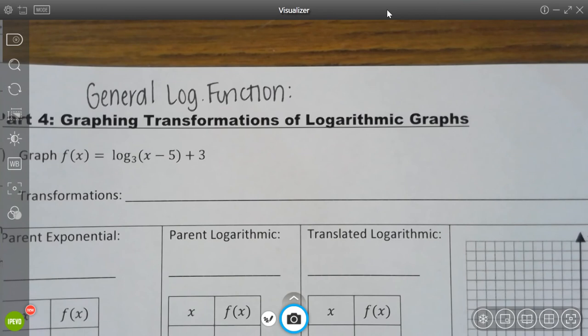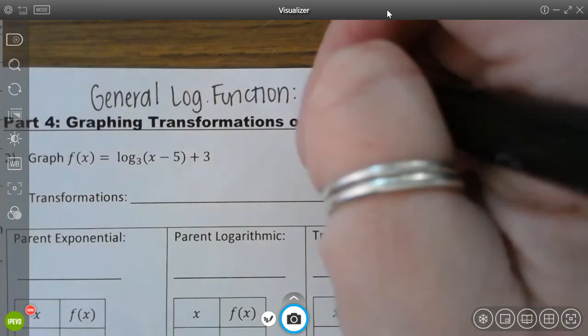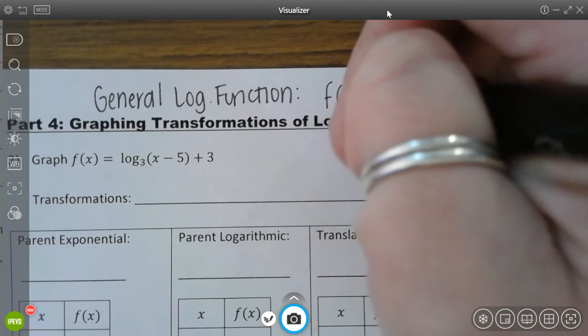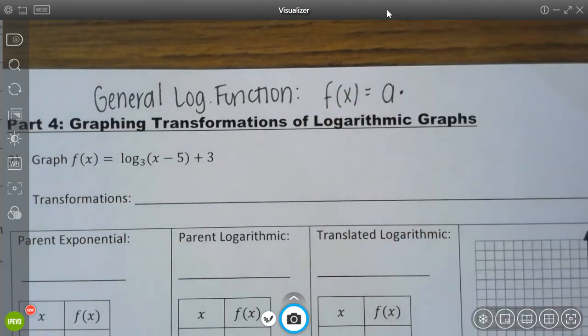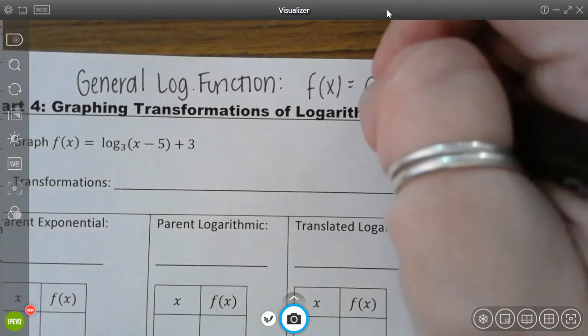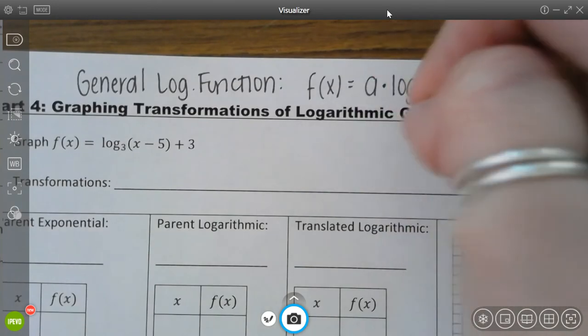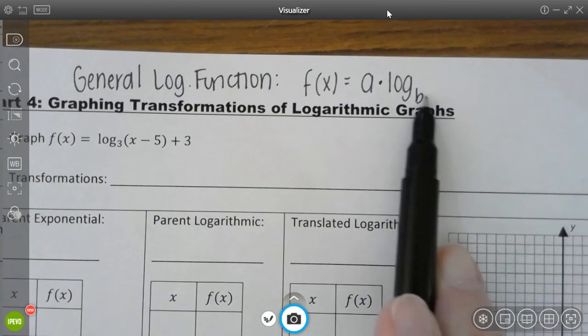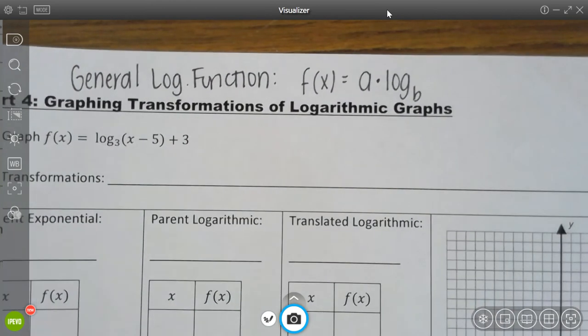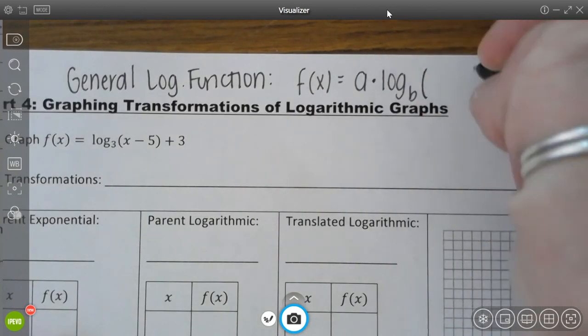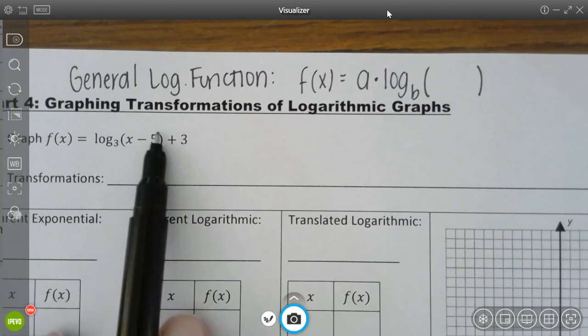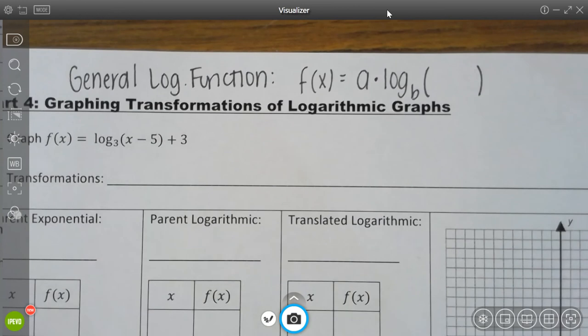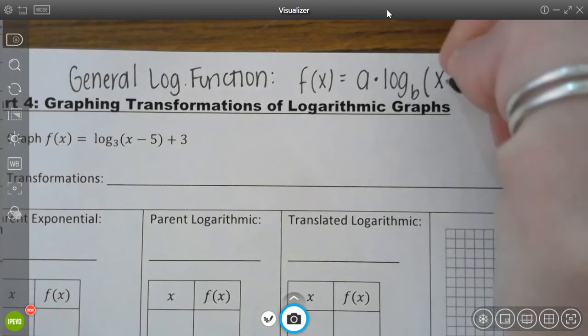All right, so our general logarithmic function with a's, h's, and k's, we would say is some function f of x is equal to a times the log of some base b. Again, that b is going to be dependent on what the parent exponential function is. In the last example, we looked at a base of 3. And you'll notice that next to the base, there's a set of parentheses. This is where your h value is going to be found. So I'm going to write this in parentheses, x minus h.